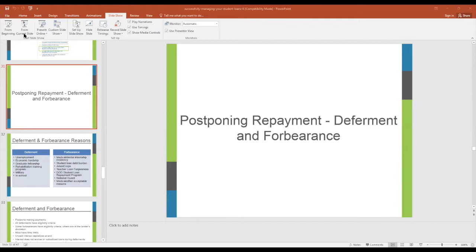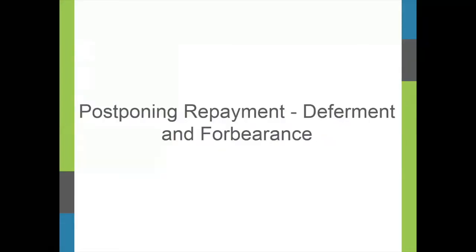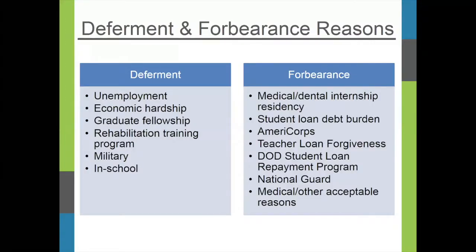I wanted to do that to get us into what we'll be doing this week, which is talking about postponing your repayment. You're going to postpone your repayment, or defer, or forbearance. That's what we're going to get into this week. To qualify to defer your loans or forbearance, you have to have a reason to do that. To qualify for a deferment of your loans, you have to be unemployed, in economic hardship, in a graduate fellowship, a rehabilitation training program, military, or in school. Those are ways you can defer your loans.